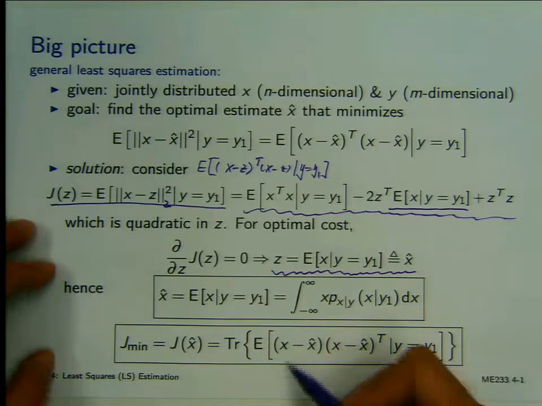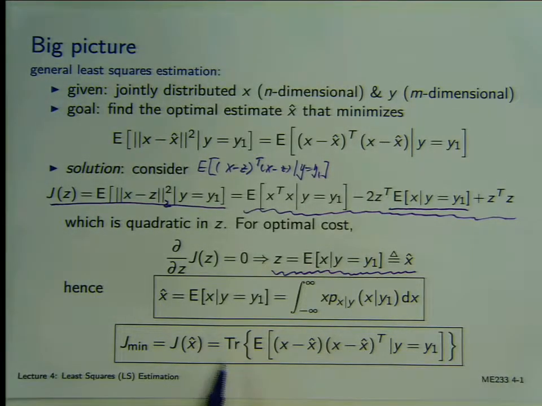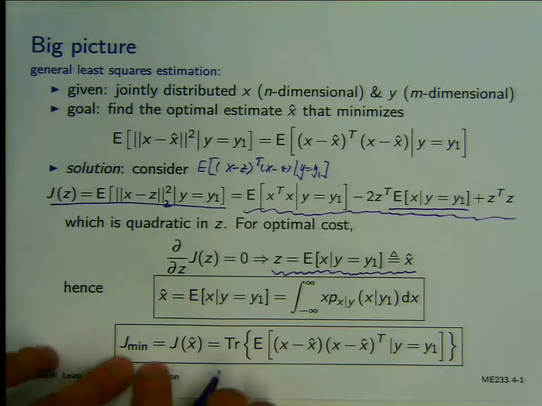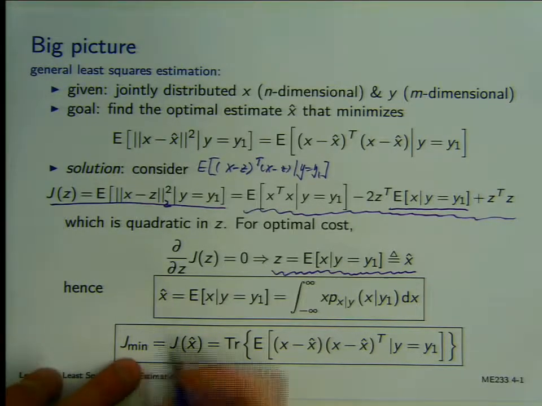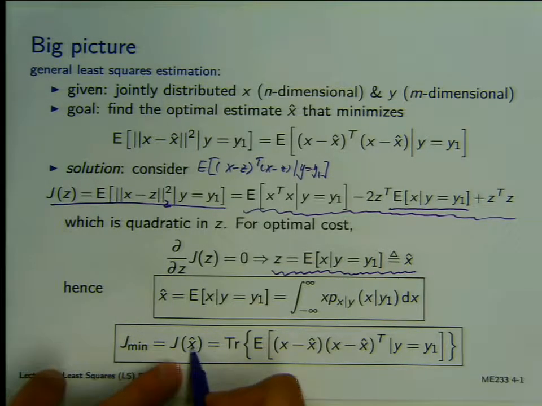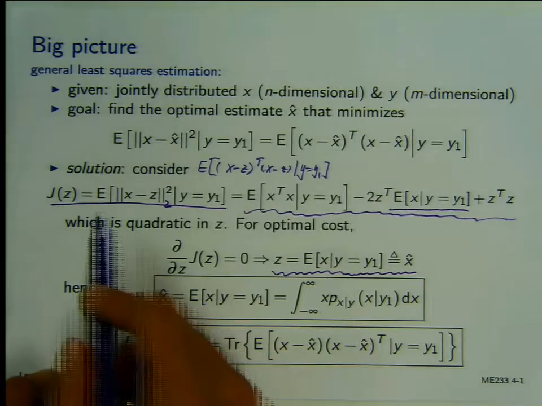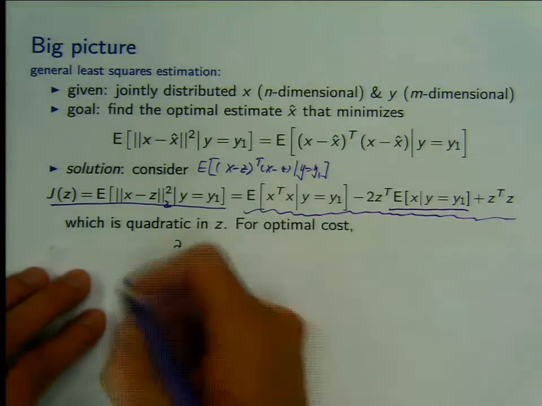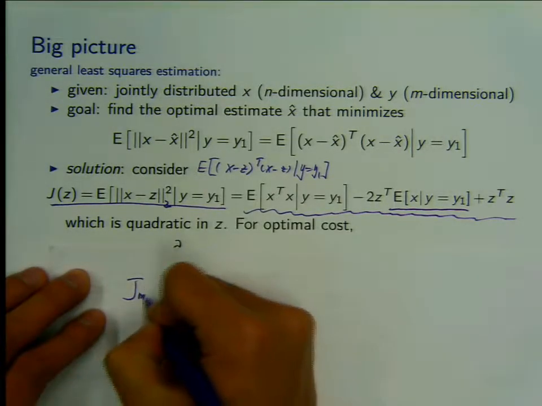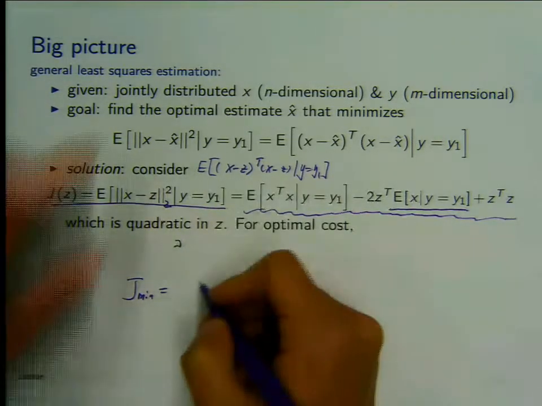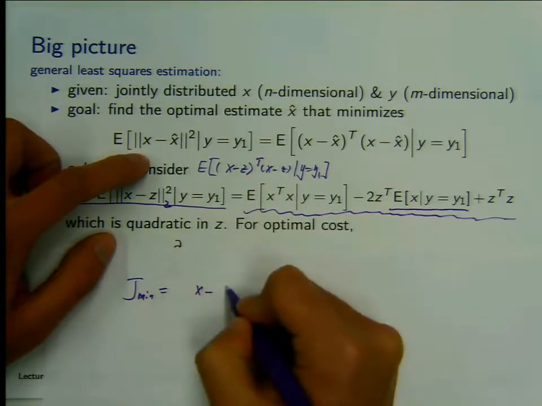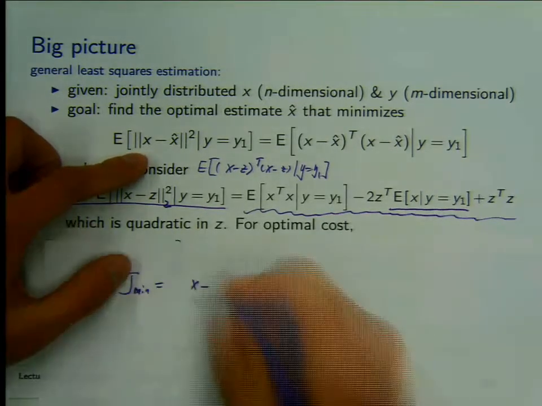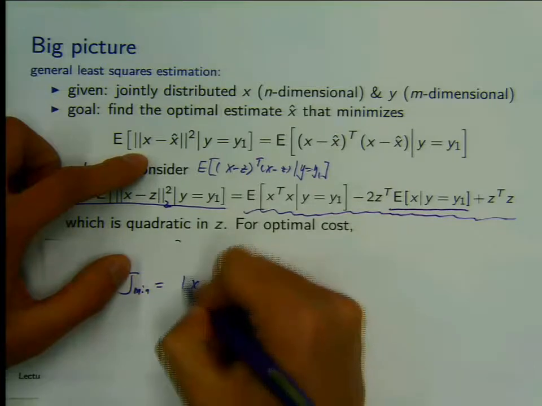There's one thing you need to be a little careful about for this optimal cost. The optimal cost is just plugging x hat into this function here. Then you're going to get the optimal cost, let's say J mean. It's going to be, plugging x minus x hat over here.